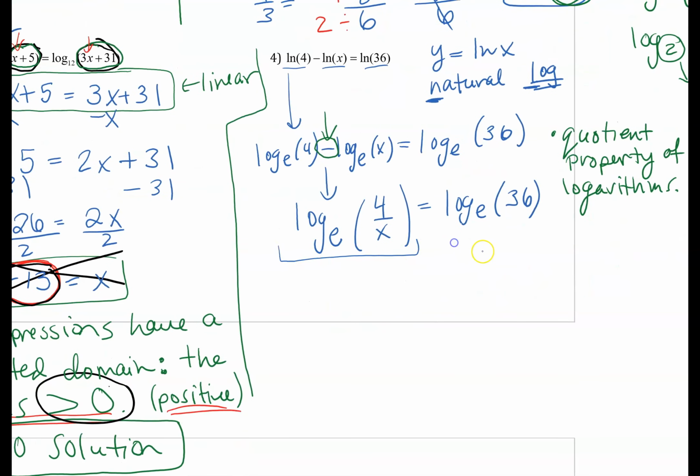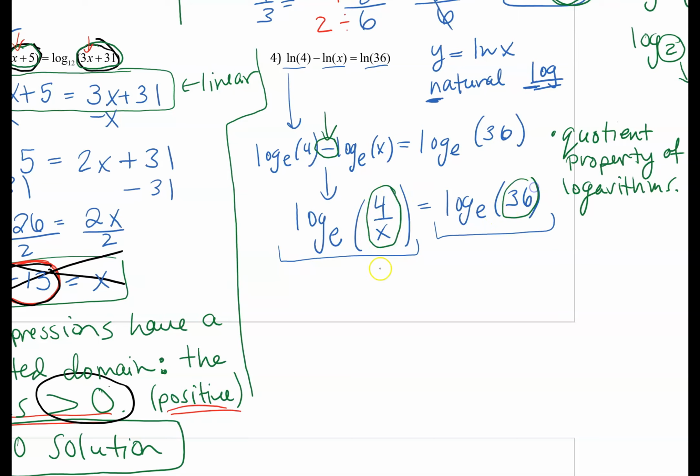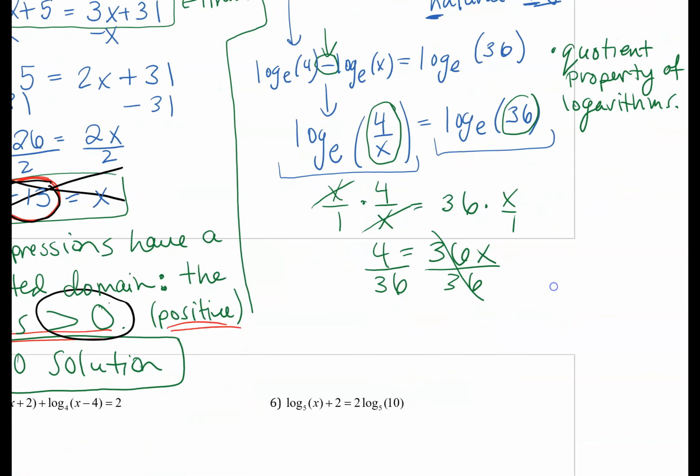So I have one log on one side with the same base equaling another log with the same base on the other side. The only way that that could be true is if the insides were equal to each other. So I just take those inputs, I set them equal to each other. I'm going to multiply both sides by x over 1 to cancel out the x in the denominator. So I get 4 is equal to 36 times x. I'm going to divide by 36 to get my x alone. Again, I can reduce this fraction. 4 goes into 36, or you can divide both of these by 36, and I would get 1 over 9, and that is my solution for x.